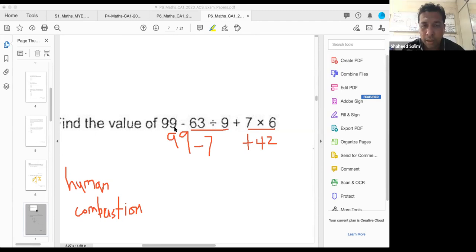So again, we do step by step. Down here, we have minus, divide, plus, times. Do the times and divide first, on the left one first. So left is divide, we do this first, get 7. Then you do the times. Then after that, you do from left to right. 99 minus 7 is 92. Then 92 plus 42, you get 134. Okay, the answer is 134.